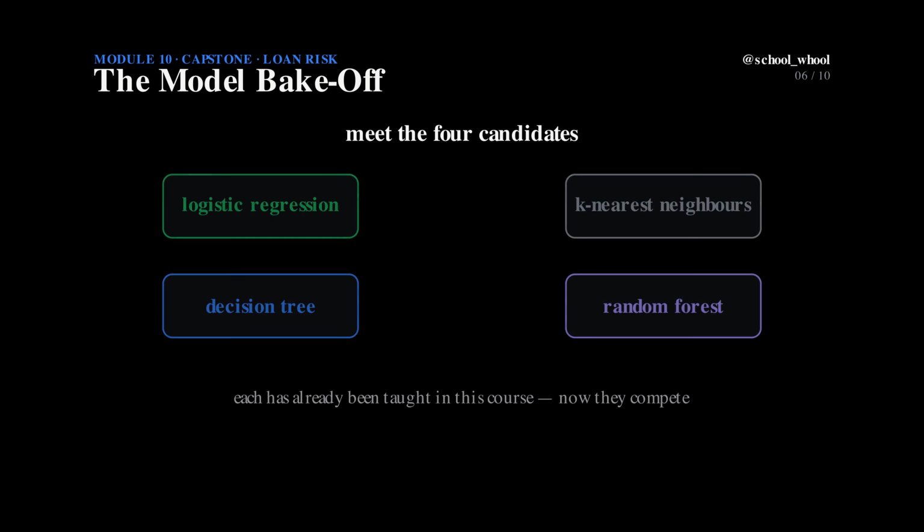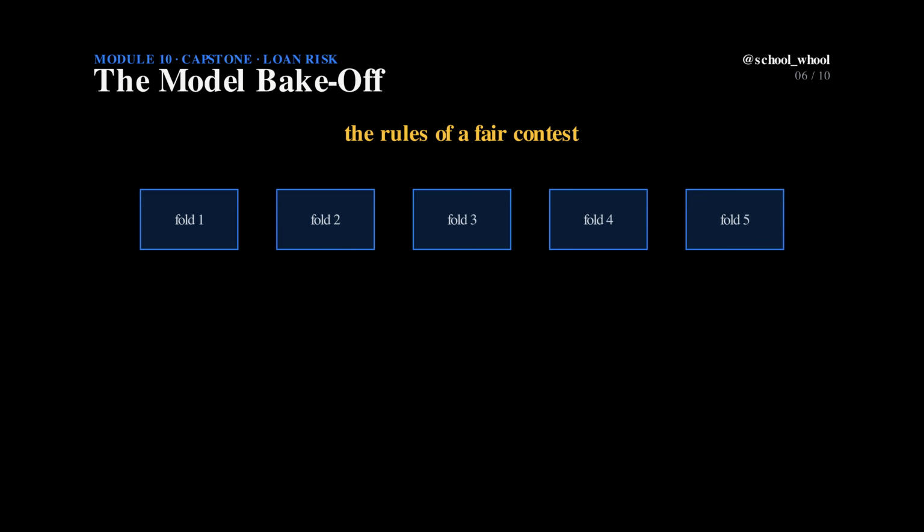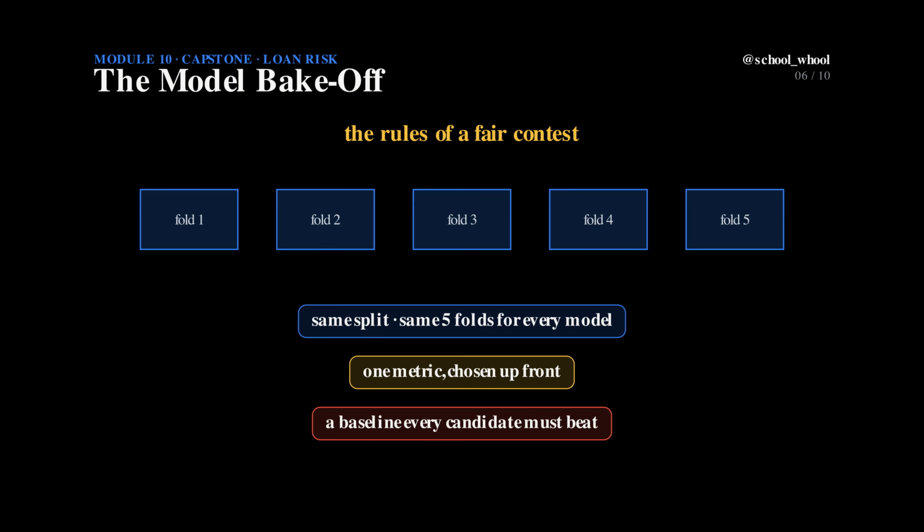A contest is only fair if the rules are identical for everyone. So we fix them up front. Every model trains and is scored on the exact same 5 folds of the data. We pick one single metric before we start, so nobody gets to move the goalposts. And we set a baseline that every candidate has to beat, or it isn't worth using at all.